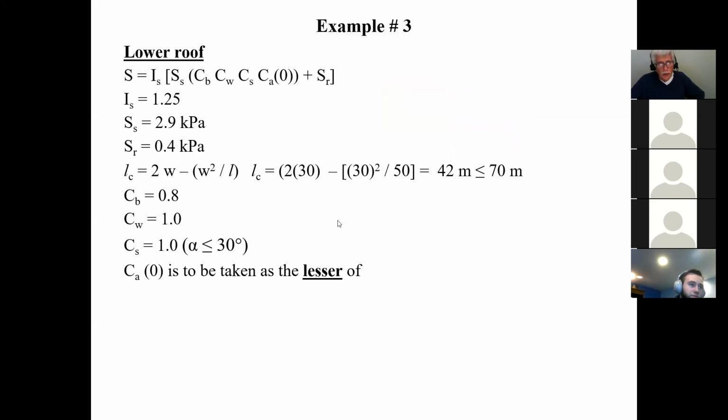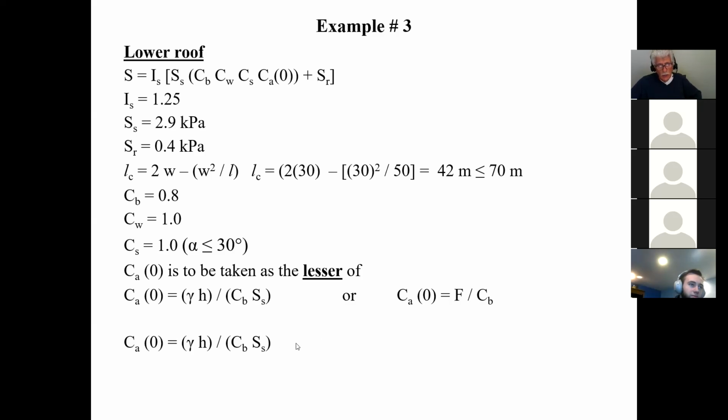So now, CAO is taking the lesser of. Remember I told you there's two equations, one where the step gets filled in, where the step doesn't get filled in. So therefore I have to check both. So here's one equation, the unit weight of snow times the height, which is the height from the parapet of the upper roof to the level of the lower roof. And of course, these we have. And then this is for the other one where F has either, okay? We saw the equations.